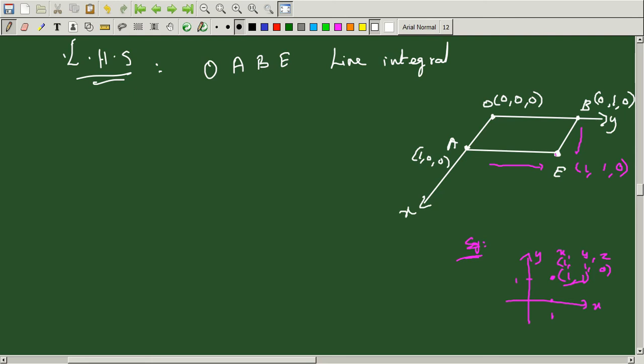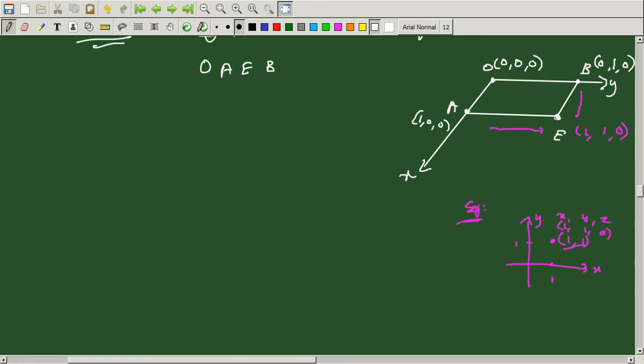Now we'll see the LHS. As per Stokes theorem, we have to prove LHS equal to RHS. So what is LHS? Don't write OABE, instead we can write OAEB, because we have to go procedure-wise. The left side formula is the integral over C of F dot dr. First, we have to find F dot dr.